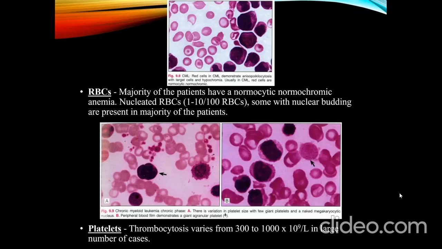Lastly, we have platelets. Thrombocytosis varies from 300 to 1000 × 10^9 per liter in a large number of cases. We can see here in the first part of the second picture that there is variation in platelet size with a few giant platelets and a naked megakaryocytic nucleus. In picture B, we can see the peripheral blood film demonstrates a giant agranular platelet.